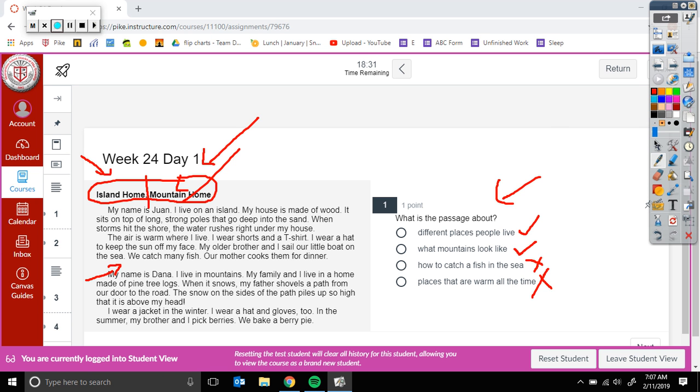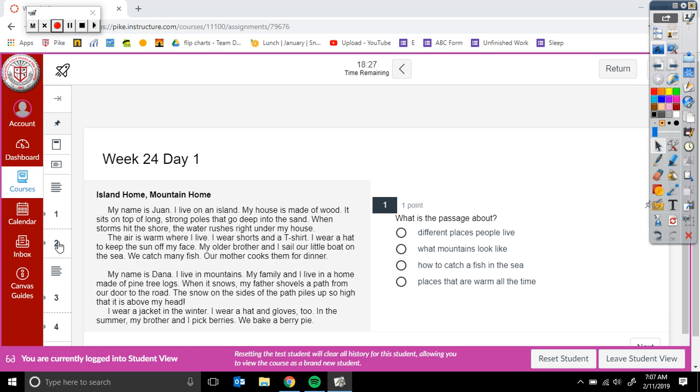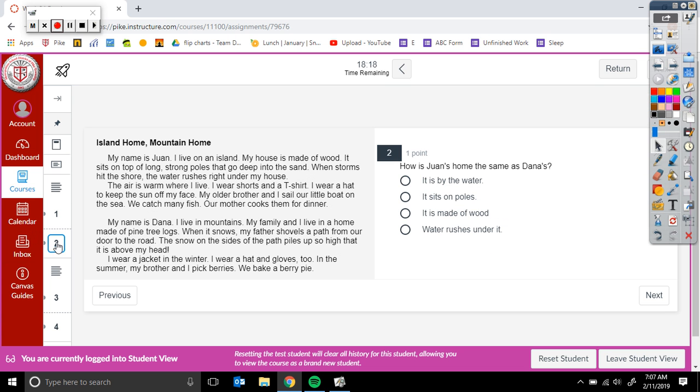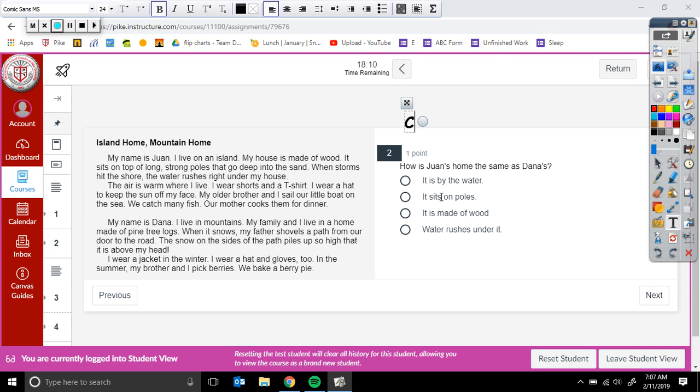Alright, let's go to our next one. As soon as this cleans up. Remember, you can either hit next over here or hit question number 2. Both of them will work. How is Juan's home the same as Dana's? Alright, this is one of those questions that is compare and contrast. In order to be able to answer this, we have to look in the story.